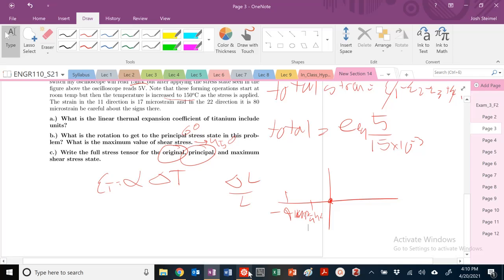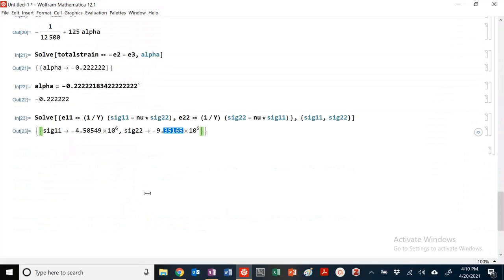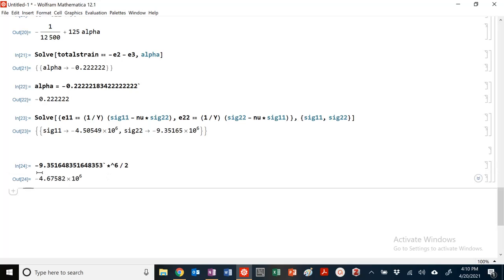So our maximum shear stress is just going to be this value divided by 2. This is going to be my maximum shear stress value. That's it. And the center of the circle will also be here. So that's the entire problem.